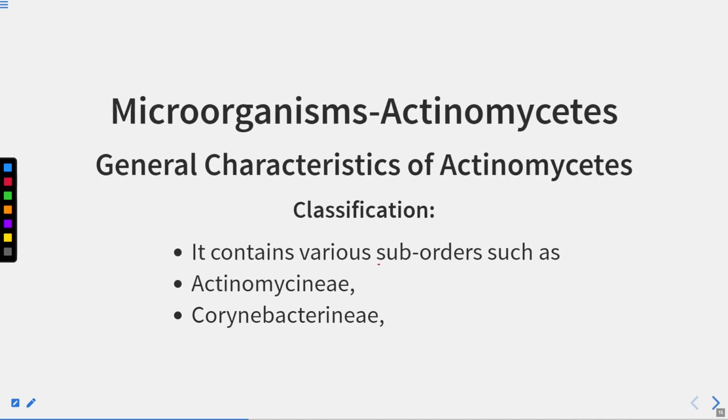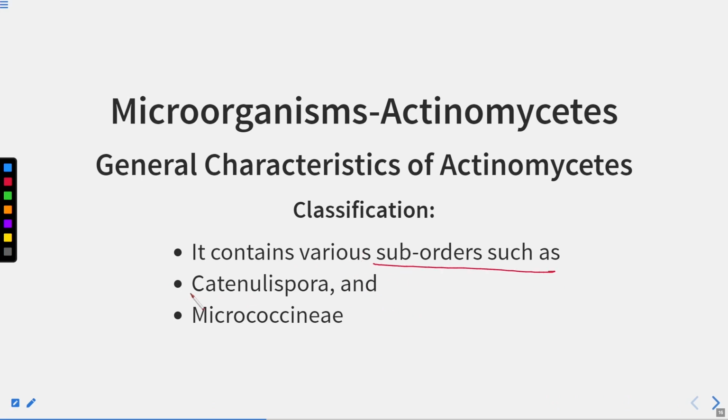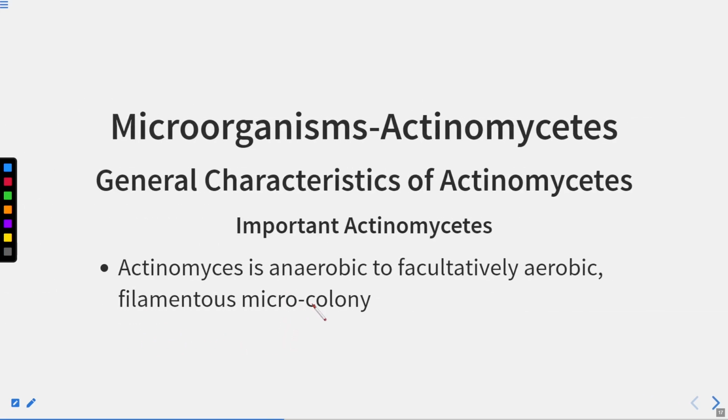This family contains various suborders, that is Actinomycineae and Corynebacterineae. So these are the two suborders. The other two suborders are Catenulisporineae and Micrococcineae. And Actinomycetes. Now, important Actinomycetes.